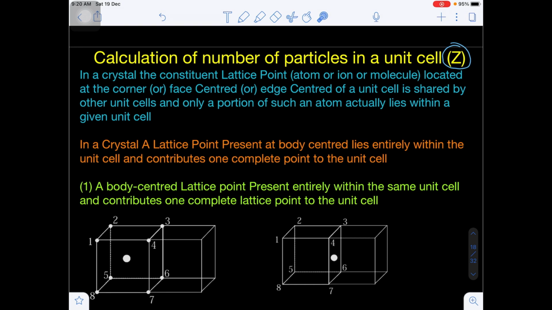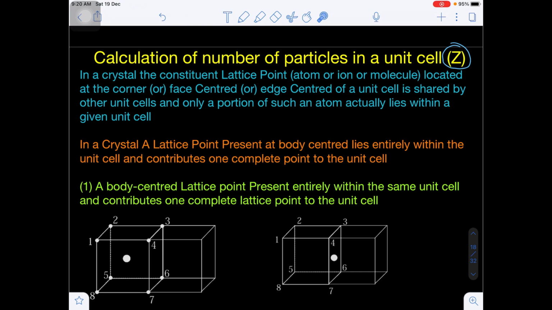But if the lattice point is present at the corner, or a face center, or an edge center of the unit cell, that constituent particle may be shared by other unit cells also. Only a small portion of an atom or ion will actually be present within that given unit cell.